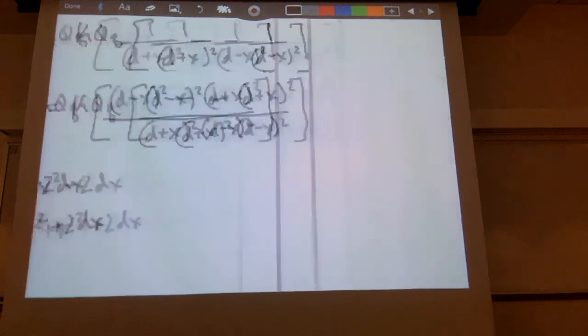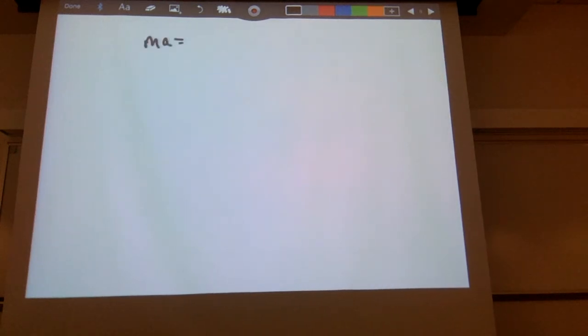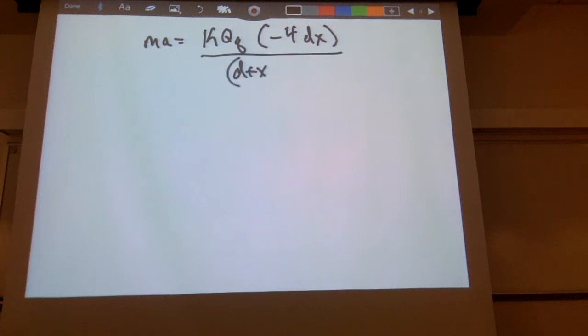So switch pages again on it. So now I get MA then is equal to K Q squared times minus 4, because I get 2 of those, times D times X divided by D plus X squared times D minus X squared. We're almost done.